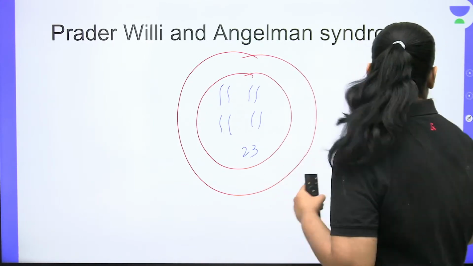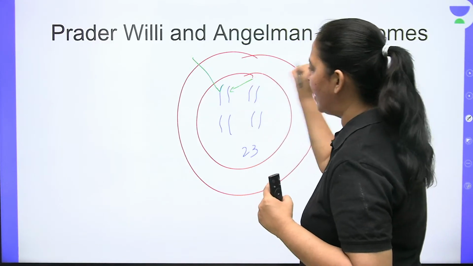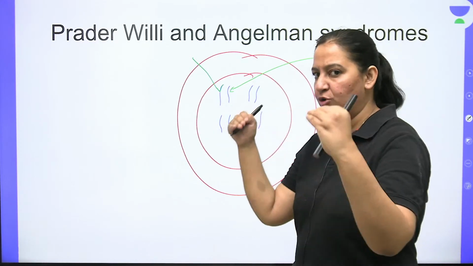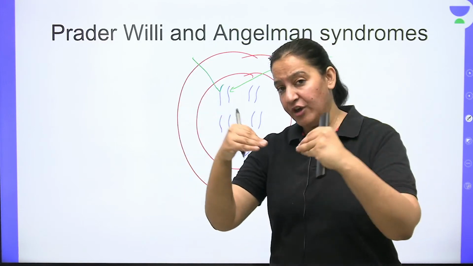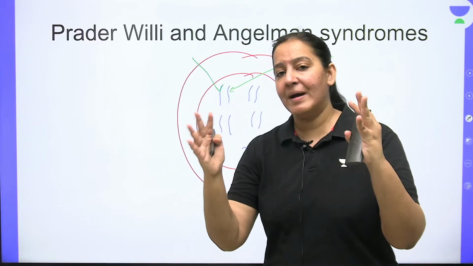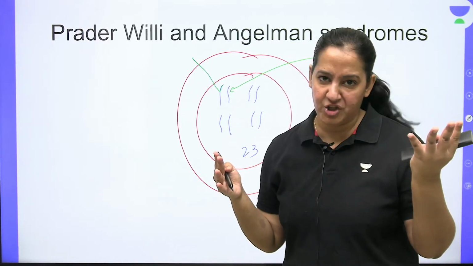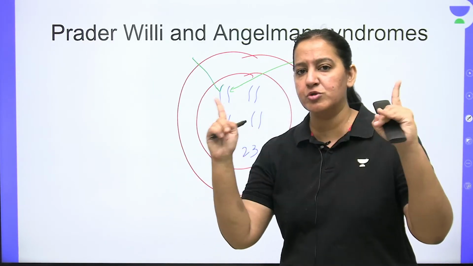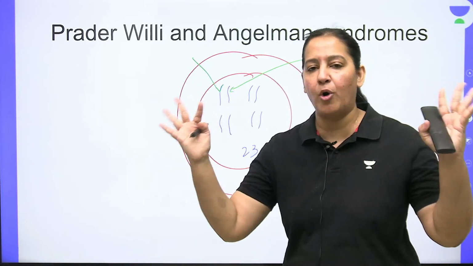In each pair, one chromosome is from the mother and one chromosome is from the father. So this fetus is formed by the fusion of ova and sperm. Ova is haploid, sperm is haploid. When they fuse in fertilization, the zygote is formed. So the zygote is diploid. Ova contains 23 chromosomes, not 23 pairs. Sperm also contains 23 chromosomes, not 23 pairs. When they fuse, chromosome number 1 of both occur together, 2 occur together, 3. So in this way, a diploid zygote is formed.